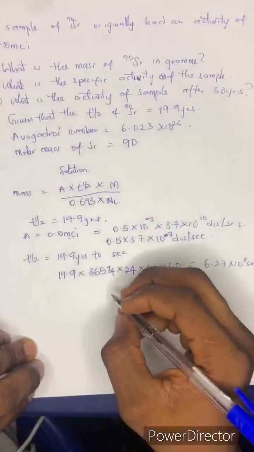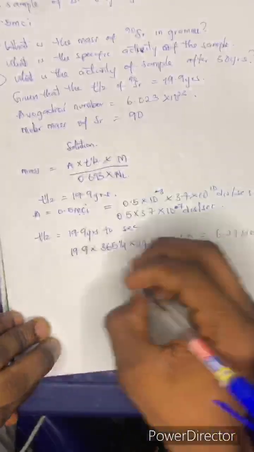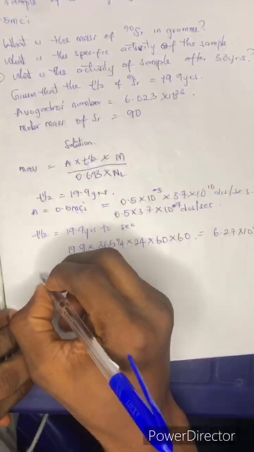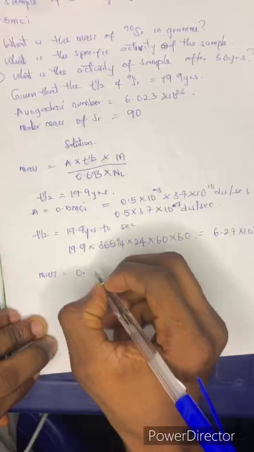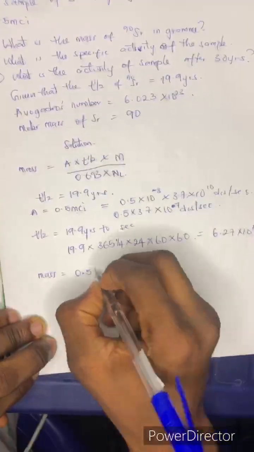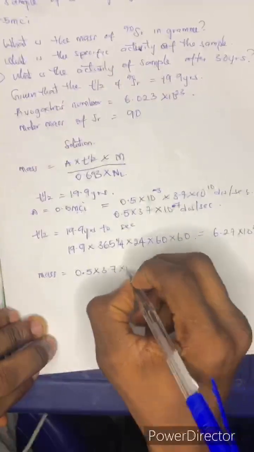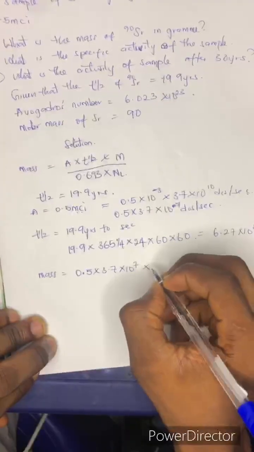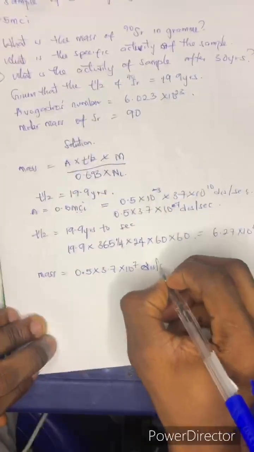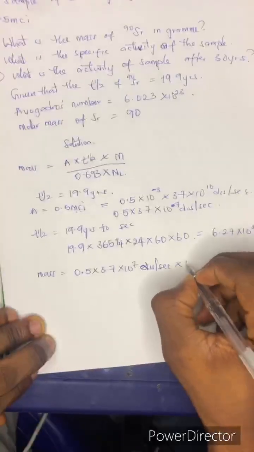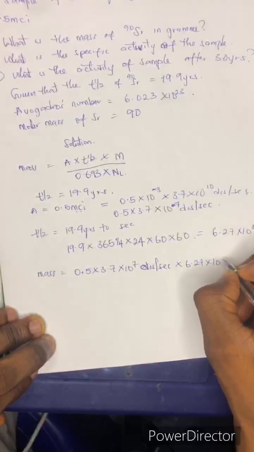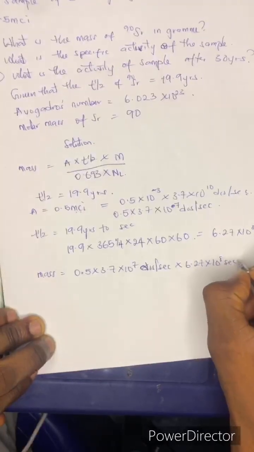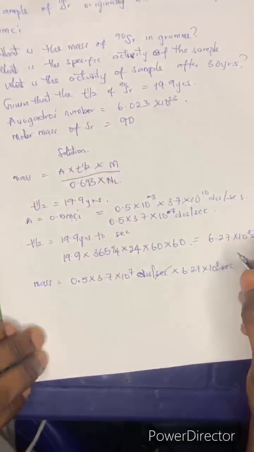So yes, I'm correct. So we've gotten our half-life. So mass is equal to activity, which is 0.5 times 3.7 times 10 to the power 7 times, let's put this disintegration per second, times the half-life, 6.27 times 10 to the power 8 seconds. Seconds cancel seconds.